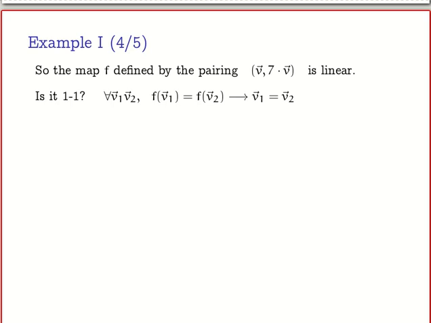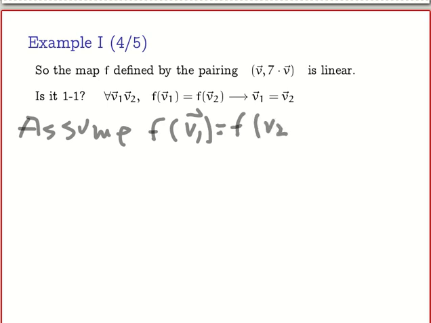We can check now, is it one-to-one? Then we'll check, is it onto? So if it's one-to-one, then the property we need to verify is that for any v1 and v2, f of v1 equals f of v2 implies v1 equals v2. So let's take v1 and v2 typical or arbitrary values and assume that f of v1 equals f of v2. And we need to show now that v1 equals v2.